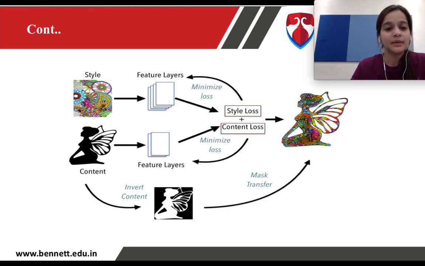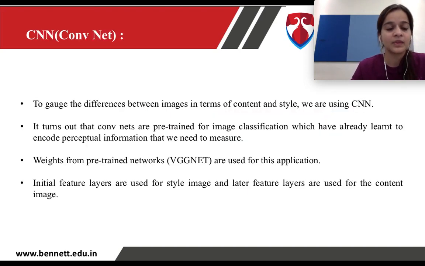This is another example. We have a style image, right? We have a content image. From the style image, we extract the low level features and we minimize the style loss, and through the content image we extract features and we minimize the content loss, and on combining both we get a new generated image which contains the content of the content image with the imposed style. Also, if you want to invert the content image, this is also possible here by mask transfer.